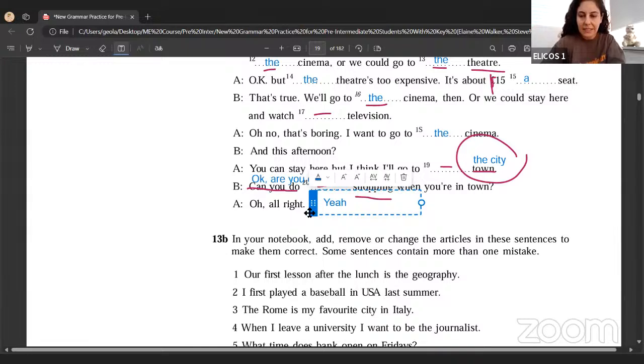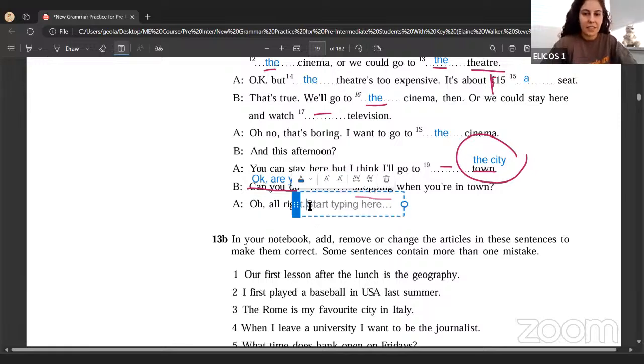Or maybe they're asking like, can you buy some things? Okay, so maybe they're saying, okay, I can delete that. Yeah, they're saying, can you do shopping when you're in town? And oh, all right, yeah. Then it's more common to just add that. Like, can you do shopping while you're there?